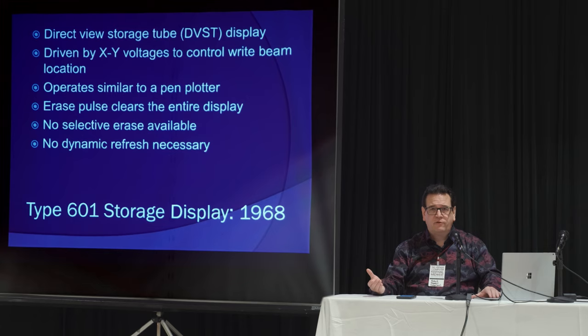So Tektronix had the storage tube that they integrated into their oscilloscope, and they found that a lot of customers were just driving the oscilloscope to basically use it as a display. They weren't actually using it as an oscilloscope. So all the extra circuitry for oscilloscope triggering and waveform analysis wasn't being used. So Tektronix said, hey, we can just make a product that's the display and omit all the oscilloscope circuitry. And that was the 601 storage display they introduced in 1968.